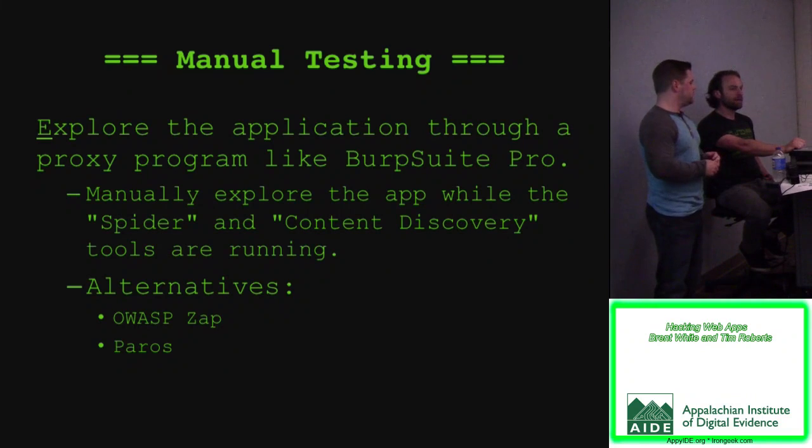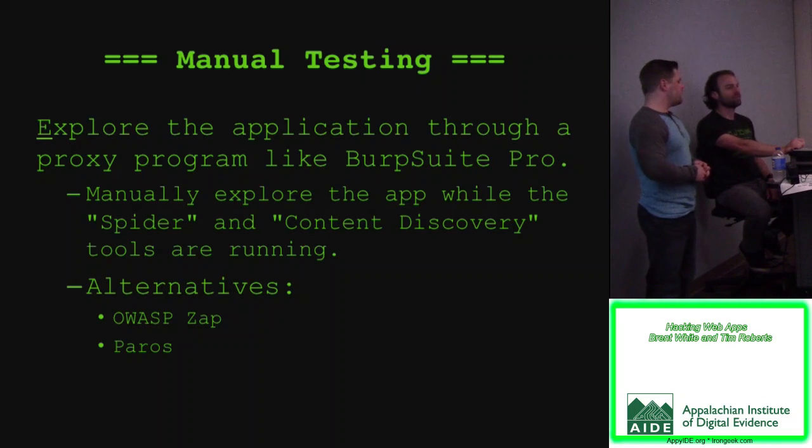And say you can't get Burp Suite Pro, or the company's not going to pay for a professional license. There's other alternatives out there. You just got to look. We list OWASP ZAP and Paros as an example, but there's tons of web application pen test tools out there. Fiddler, I think, is another one. So yeah, it's an old one.